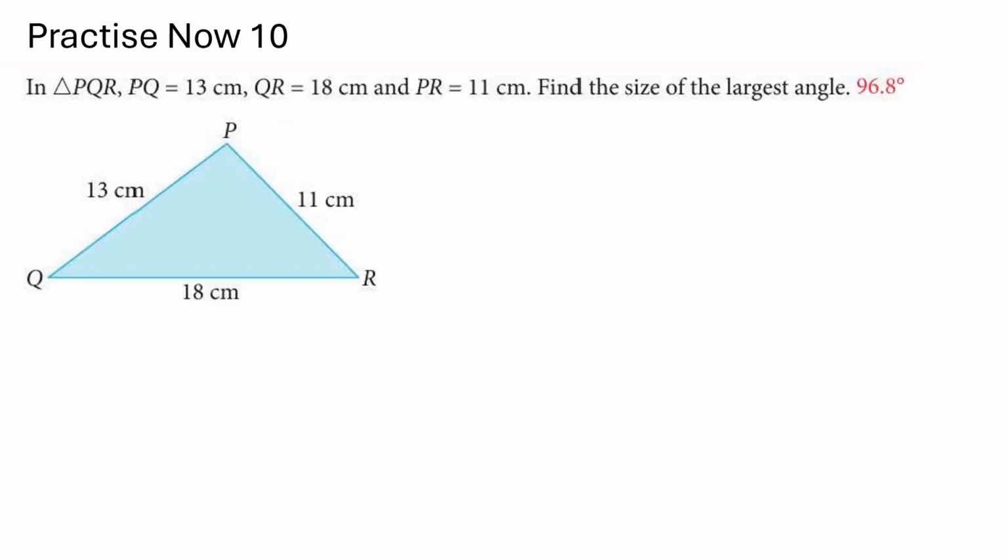Okay, so please bear with it because this is the second last slide. I'm sure you are very close to being a proficient user of the cosine rule. So in this question, you're asked to find the side of the largest angle. Given the triangle PQR, PQ is 13, QR is 18, PR is 11. So we need to decide which angle is the largest angle.